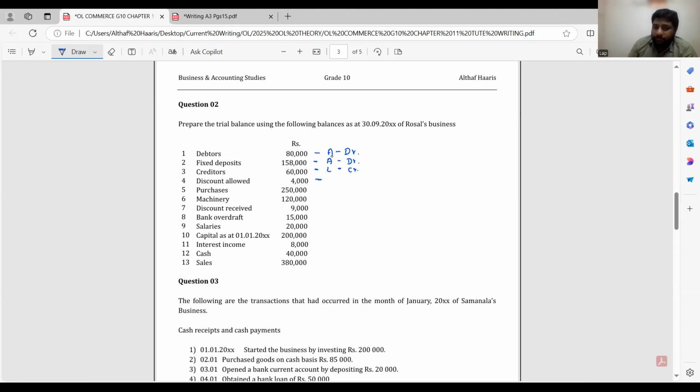Discount given. Allowed means given. Expense, debit. Purchases, expense, debit. Machine, not current assets, long-term assets, debit. Discount received, income, credit.